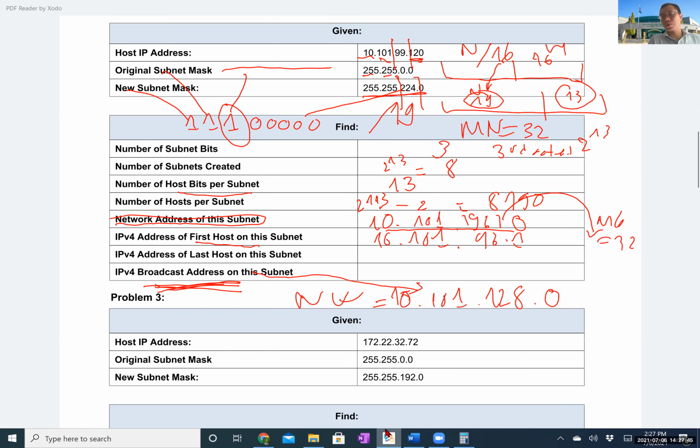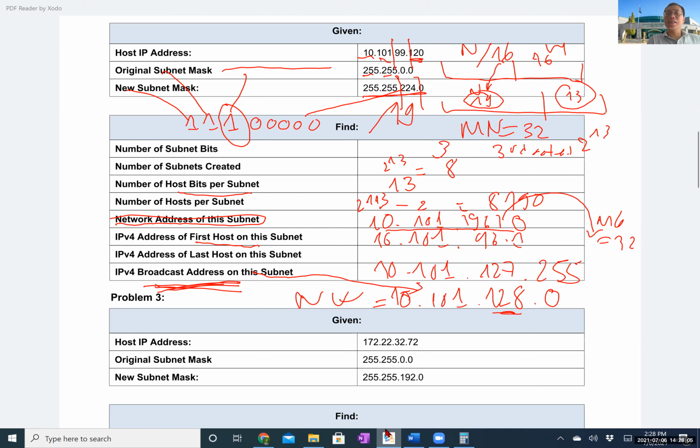So what do you think? What is the one that comes right before this one? 10.101.127.255. Yes, very good answer. So we have 10.101.127, one less than this one, and of course 255 here.